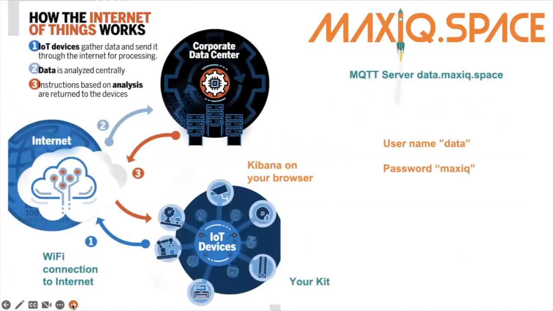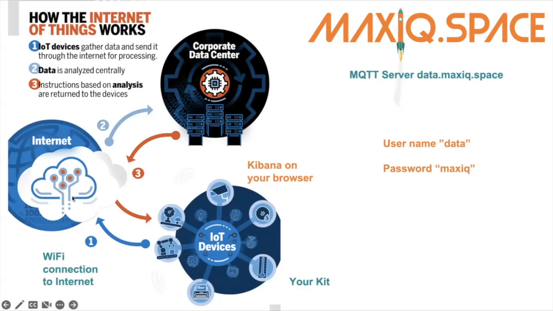First of all, let's have a look at Internet of Things. IoT devices gather data and send that data through the internet for processing. That data is analyzed centrally, and then instructions based on that analysis are returned to devices. So in this particular case, your Max IQ kit is actually behaving as an IoT device. And what happens is you've connected your kit to Wi-Fi and to the internet.